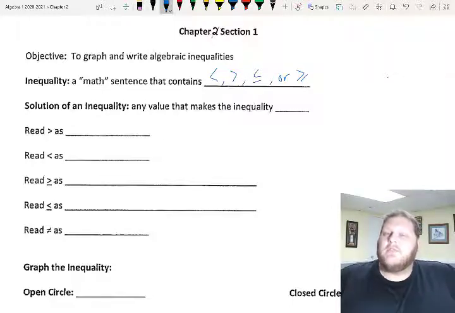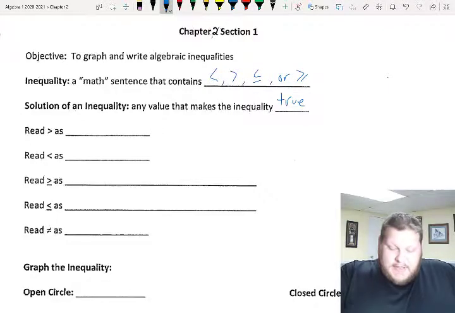A solution of an inequality is any value that makes my inequality true. Just like we defined solutions last chapter for our equations, any single value that we can plug in for that variable that makes my equation true was a solution. Same idea here. It's just that our solutions now are going to be a huge range of numbers instead of just a single value, because there's going to be a lot of things that could make our inequality less than or greater than, whatever we're looking for.